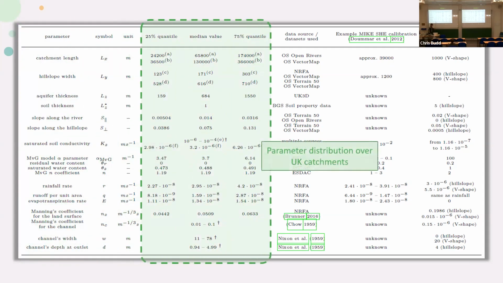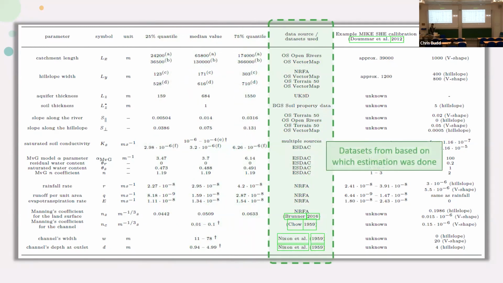We found the parameter distribution of our UK catchments, which are specified by the National River Flow Archive. We also listed the data sets from which we can obtain those estimates, together with explaining in the paper very detailed information about how we can reconstruct how those estimates were obtained, and we also plan to share the source codes, so that it's commonly available.